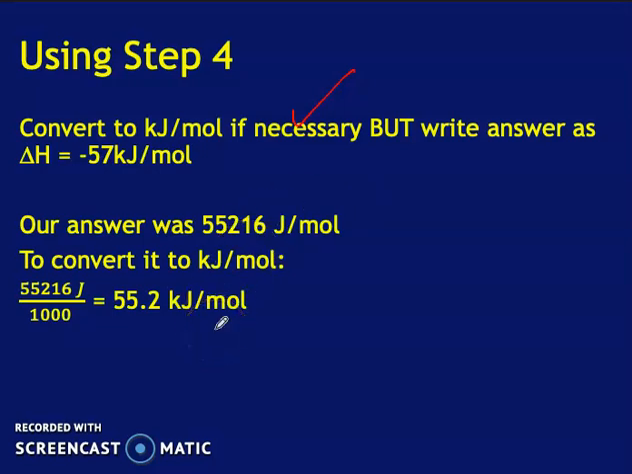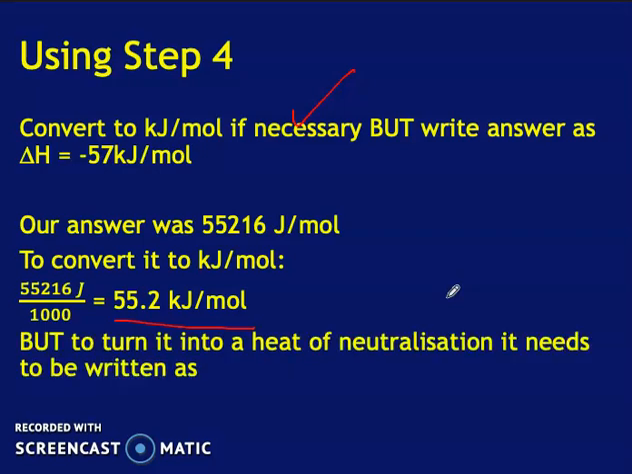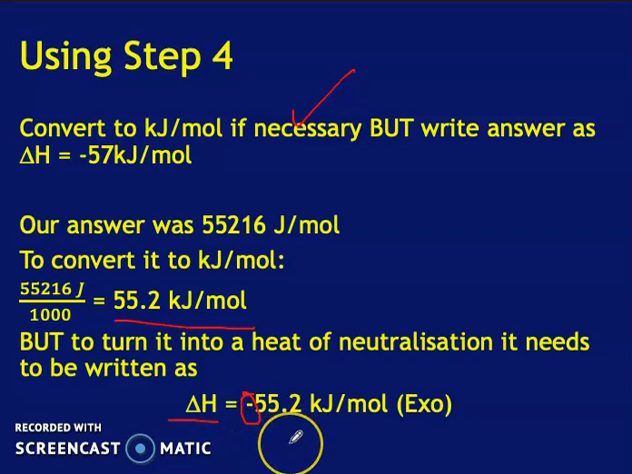The candidates that don't score full marks on the maths stop here. The question is always asking you to work out the heat of neutralization for your particular experiment. So to turn it into heat of neutralization, it needs to be written with the delta H value in the front. You need to put in the negative symbol. Why do you need to do that? Because this is an exothermic reaction. Your temperature increased. There was heat given out. So if you don't put in these two little things, as well as having it in kilojoules per mole, you won't score 4 marks, full marks.